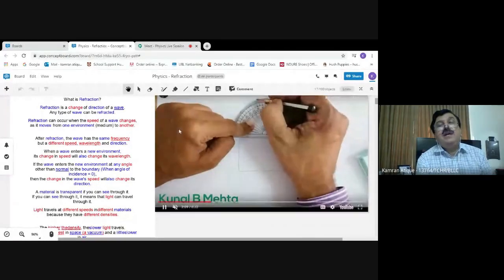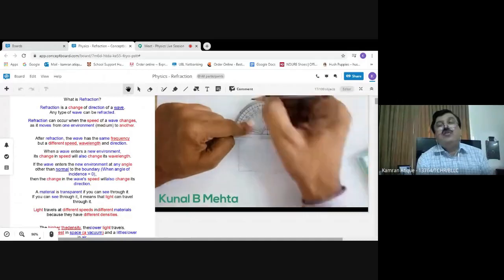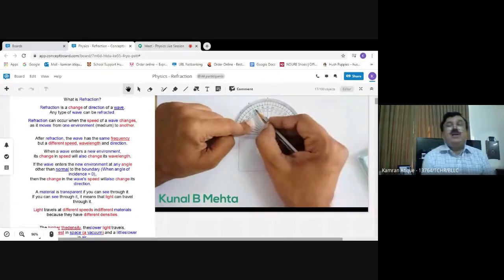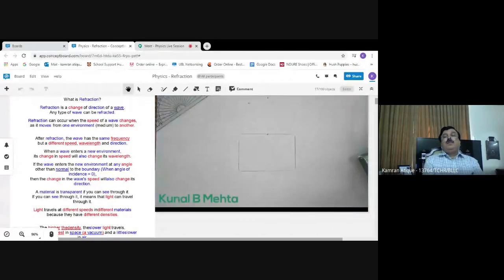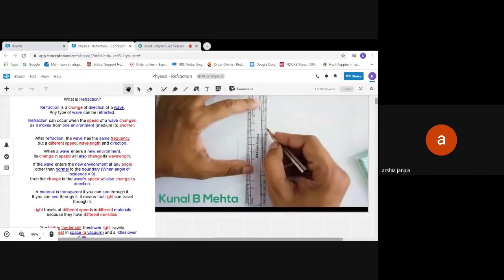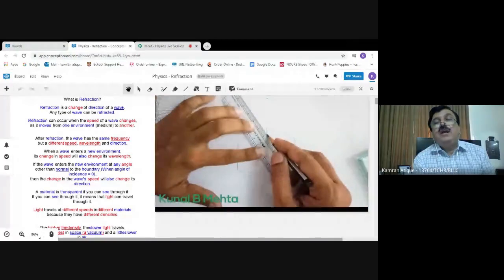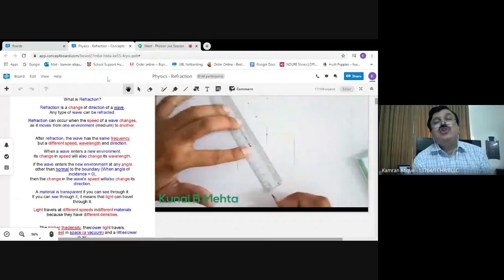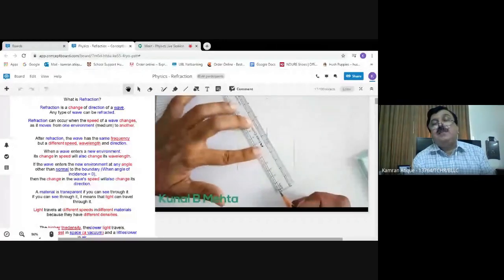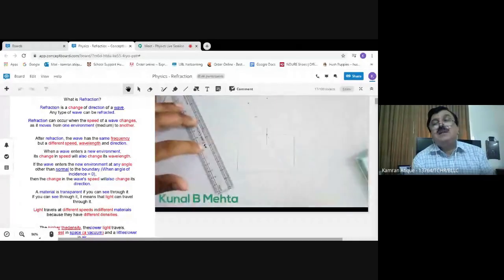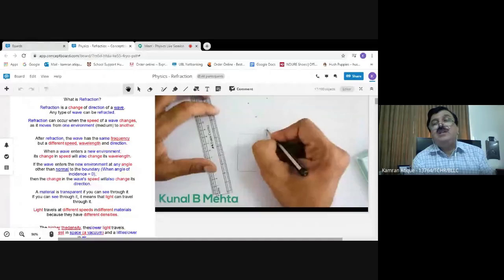Okay. Anyone else should tell me the definition of the normal line, my child? Come on. Sir, the normal line is the line which makes an angle of 90 degrees with the boundary of the medium, with the boundary line separating two mediums. Shabash, who are you? Arshia. Well done, Arshia. The normal line is a perpendicular line, an imaginary line, which is plotted by us in such a way that it makes an angle of 90 degrees with the boundary line separating two mediums.